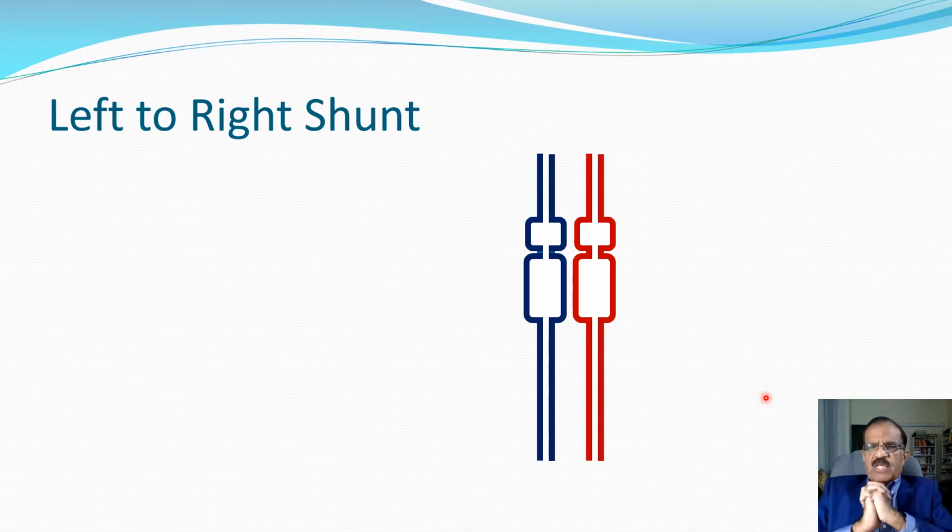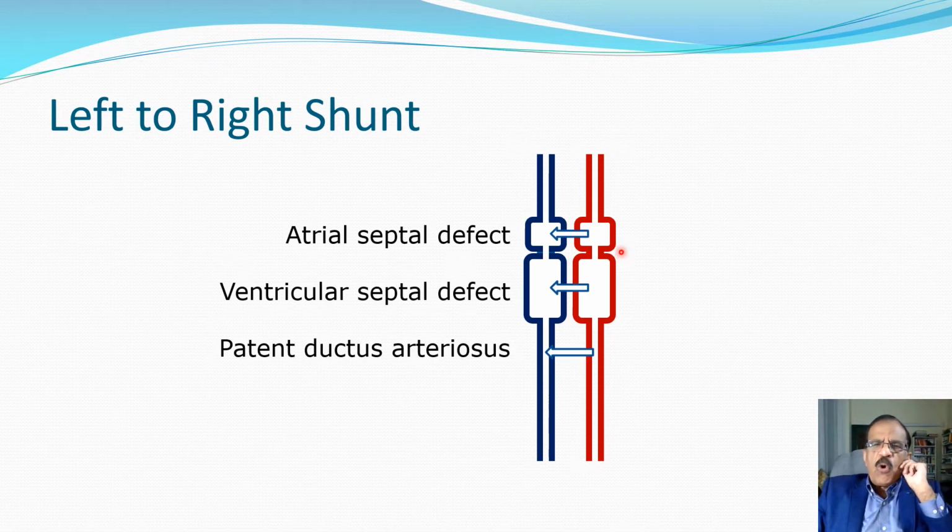Now, we have already discussed, I think more than once, that pressure at all levels is higher on the left side. Take the example of atrium. Pressure in the left atrium would be higher than in the right atrium. Pressure in the left ventricle is higher than in the right ventricle. Pressure in the aorta is higher than pressure in the pulmonary artery. So if there is an abnormal communication, blood will always flow following the simple physics principle of gradient. It will always flow from higher pressure to the lower pressure.